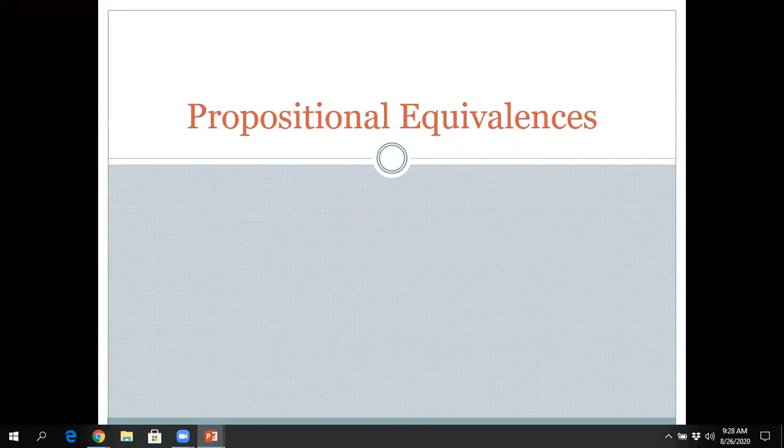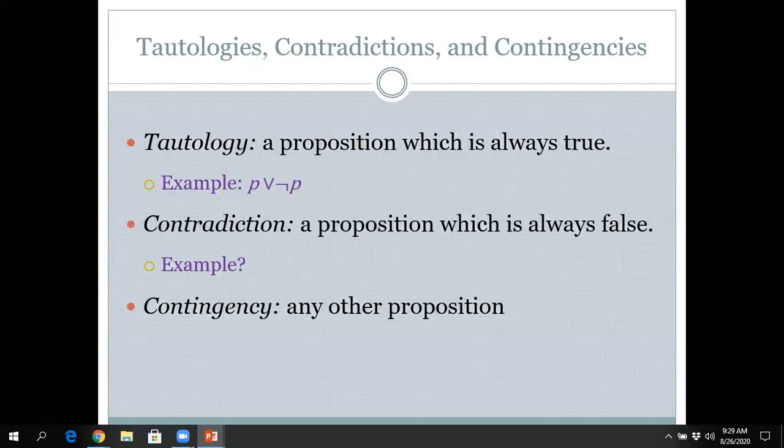All right, I want to talk about equivalence a little bit. We've talked about logical equivalence informally, but I want to talk about it more formally. And I also want to draw your attention to certain kinds of equivalences that I want you to be able to know. So, propositional equivalence. First of all, some terminology.